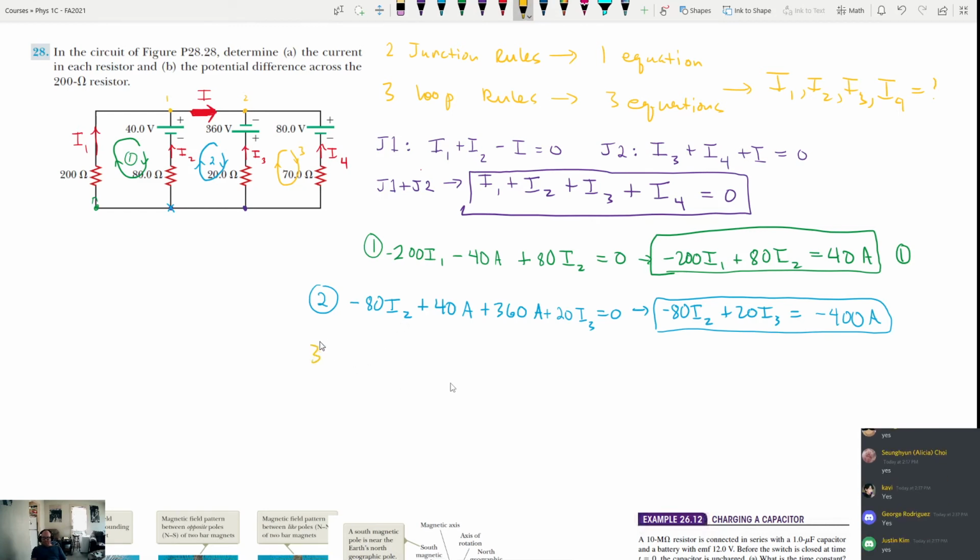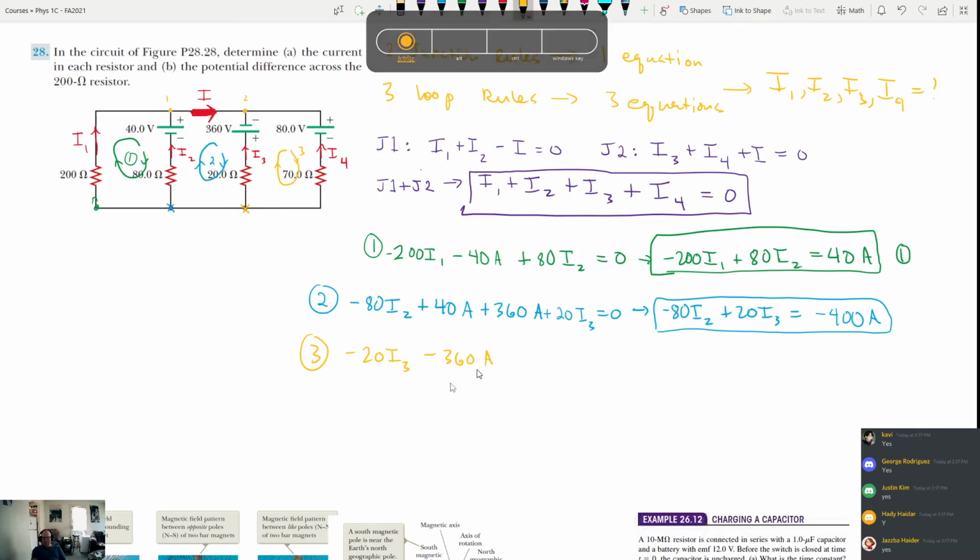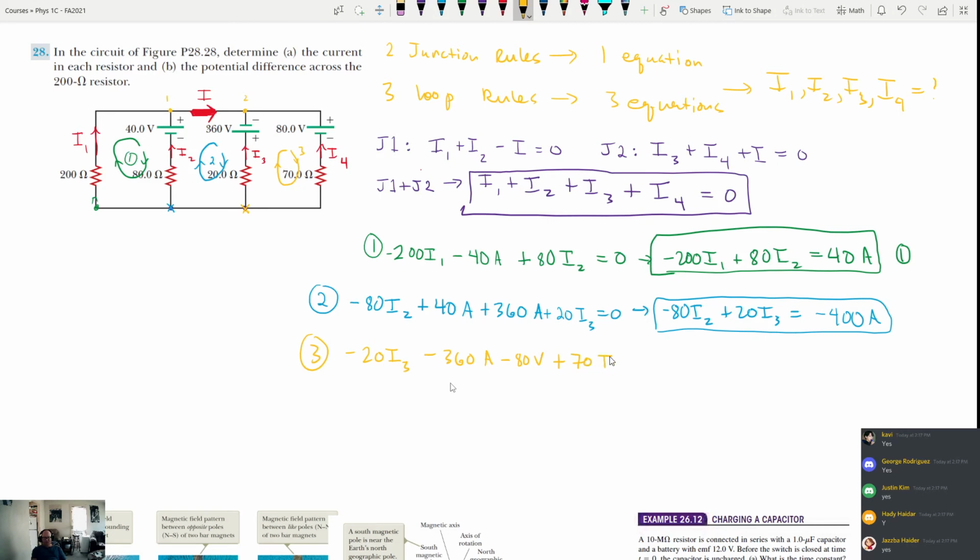Great, and then now we do number 3. Number 3, we'll start at this corner right here and go around in a circle. So we're going the same direction here, so we have negative 20 I3, negative 360 volts, but again, we're dividing by ohms, so we get amps. And then we'll have a negative 80, and then I4 opposite, so plus 70 I4. And this one will become negative 20 I3 plus 70 I4 is equal to, now we have negative 360 plus 80, so 36 plus 8 would be 44, so 440 amps.